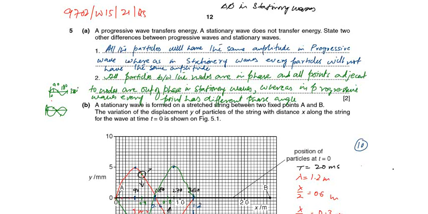A progressive wave transfers energy, whereas the stationary wave does not transfer energy. State two other differences between the progressive wave and stationary wave. So, one difference is regarding the amplitude.